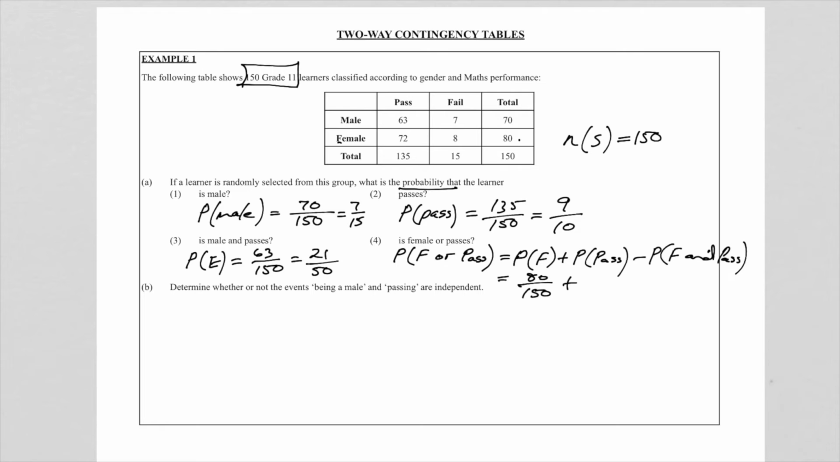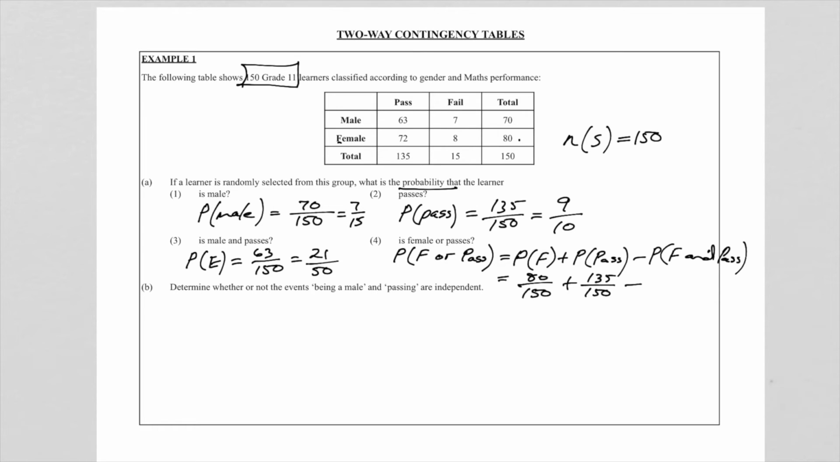Probability of pass, you will remember we did it in number 2. So we have the answer. I'm going to keep the answer for the time being. I'm going to use 135 over 150 so that I have a common denominator here, and then it's much easier to calculate. But of course, you are allowed to use a calculator.